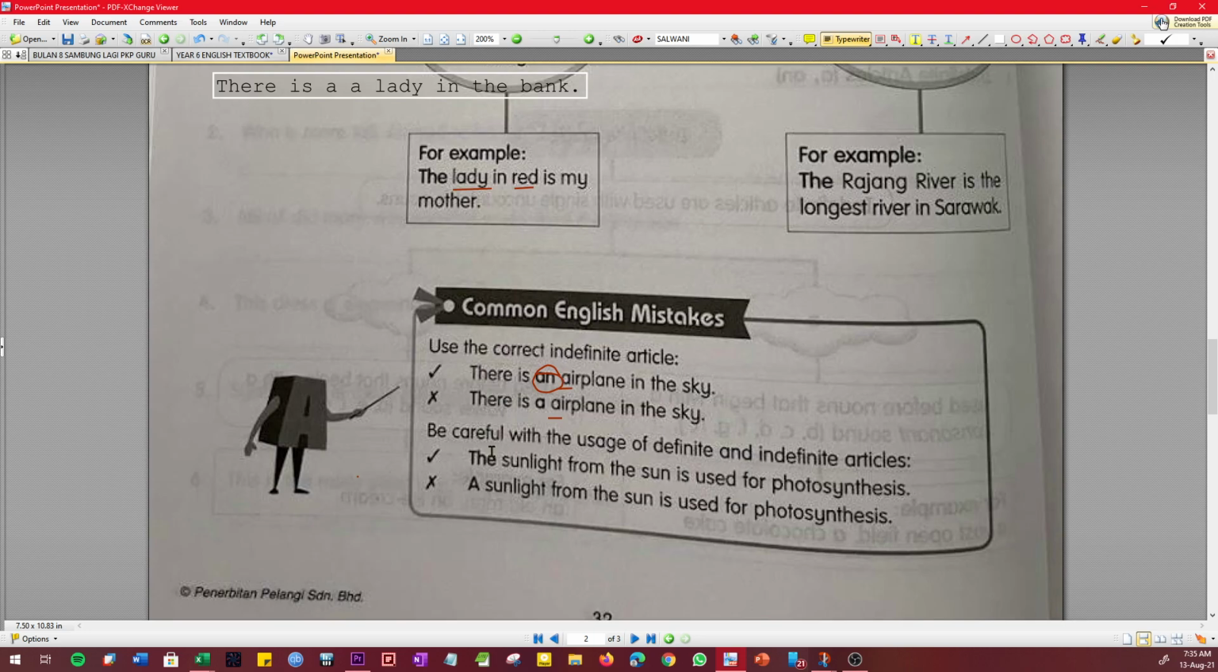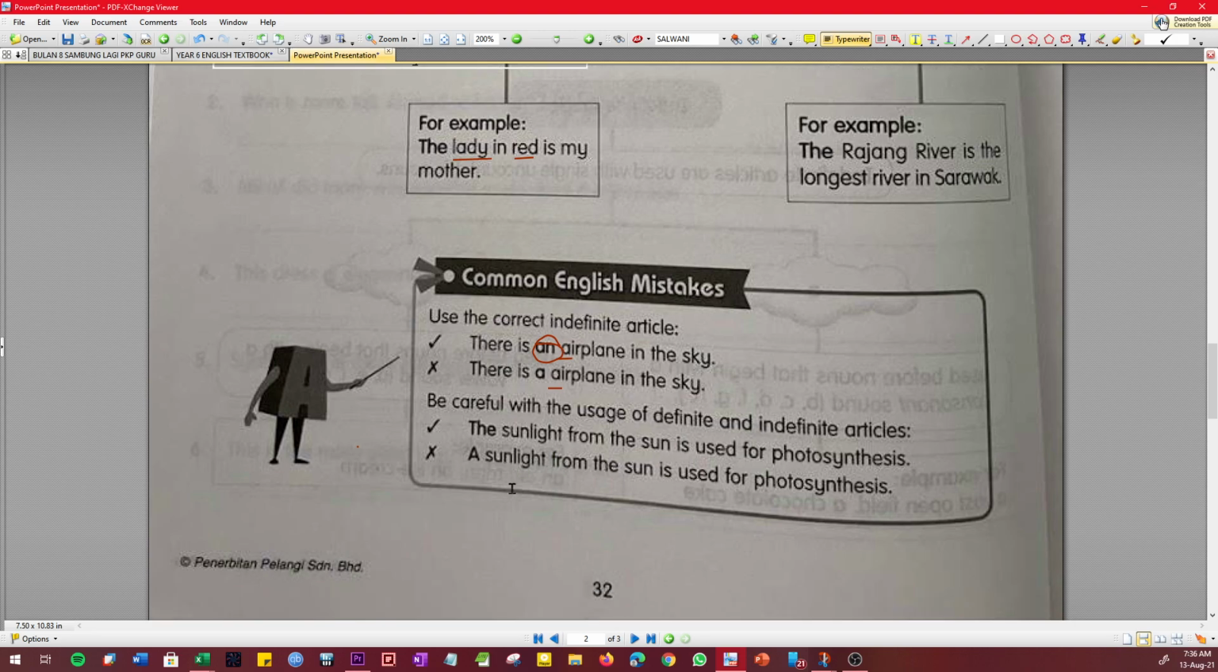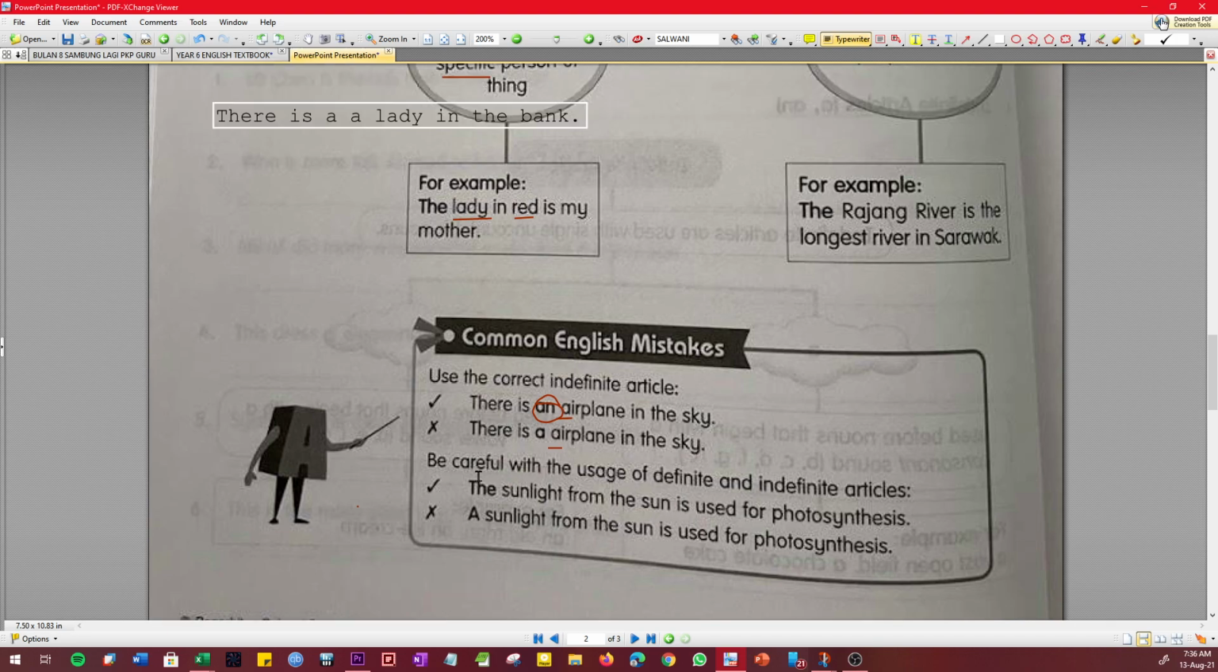Right, so here, why is it wrong? A sunlight, why is it wrong? Kita boleh kira ke sunlight? No, we cannot count sunlight. Same as salt, the salt, the rice, the sand. Okay, bila kita nak merujuk kepada banyak, tapi sunlight tak boleh kira sebenarnya. Dia adalah satu pancaran. It is ray.